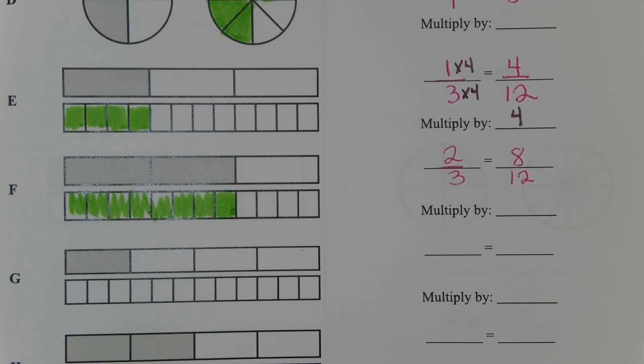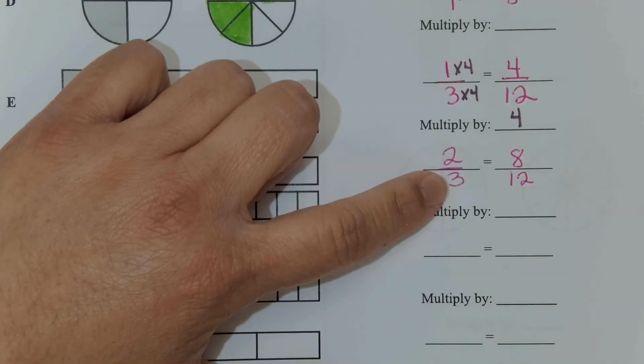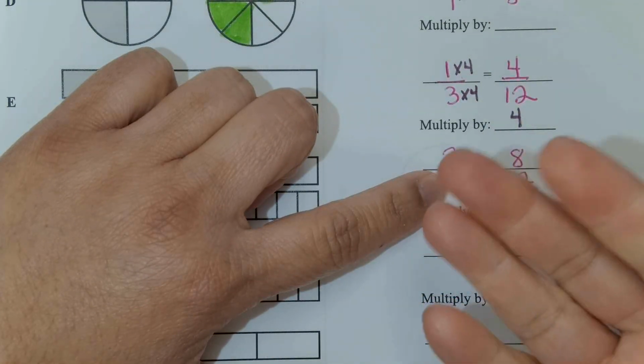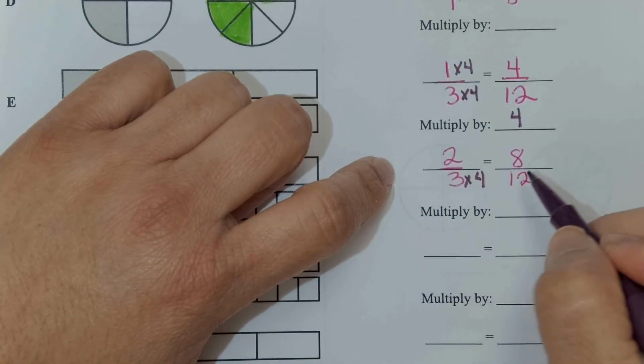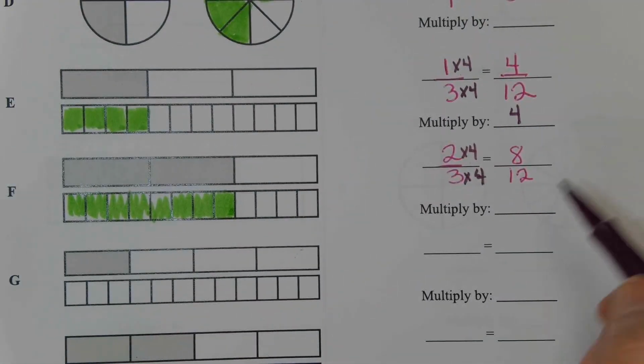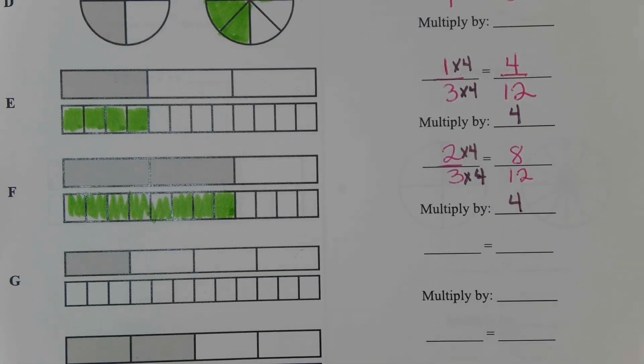How do we show this mathematically? What do we do to our numerator and our denominator? We multiply by 3, 6, 9, 12. We multiply by 4. 3 times 4 equals 12. 2 times 4 equals 8. So we're multiplying by 4.